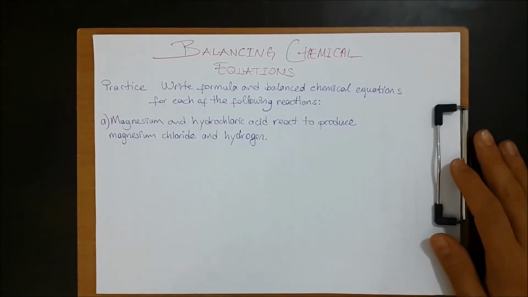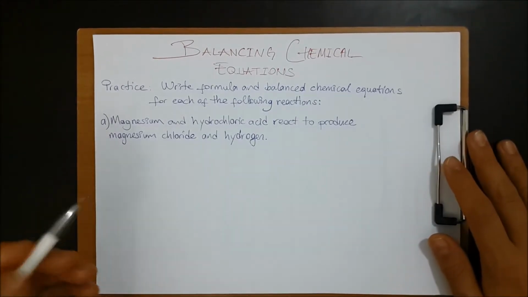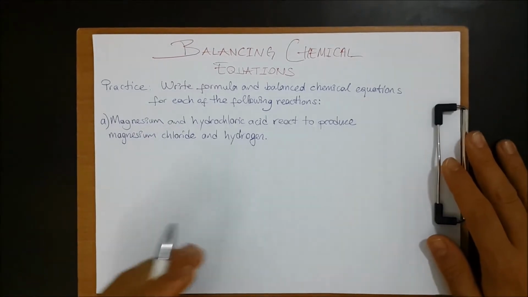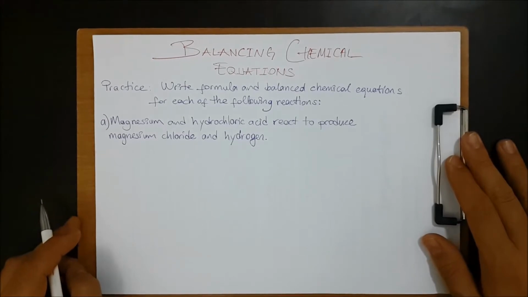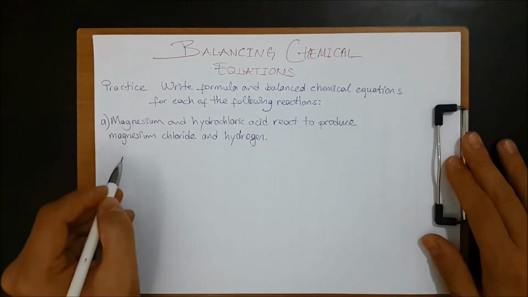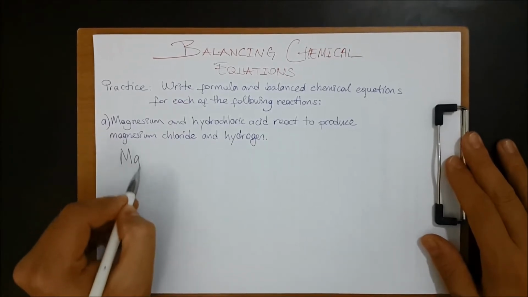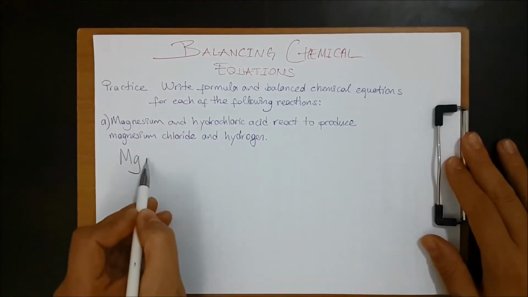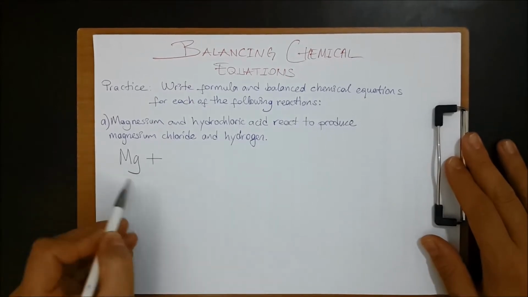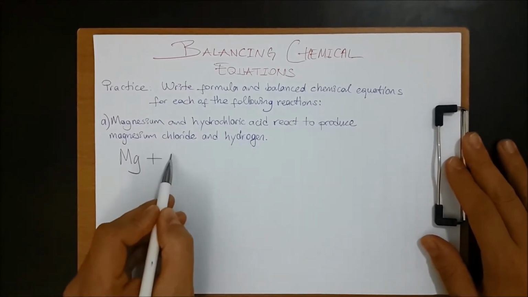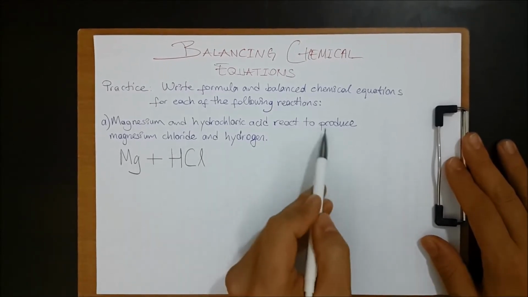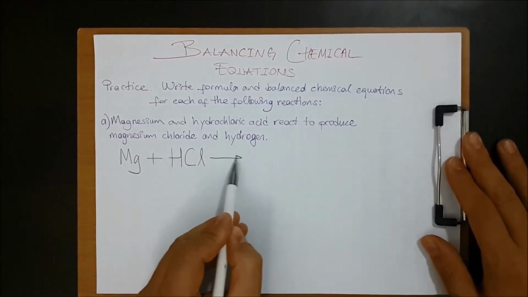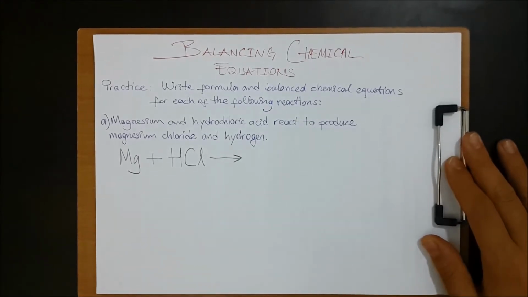Okay, here there is no state given for both the reactants and the products. For this reason, no need to state any state or substance in this question. Okay, let's start to solve this question. The symbol for magnesium is Mg and + means plus. Magnesium reacts with hydrochloric acid. Its formula is HCl. To produce means you show it by an arrow.